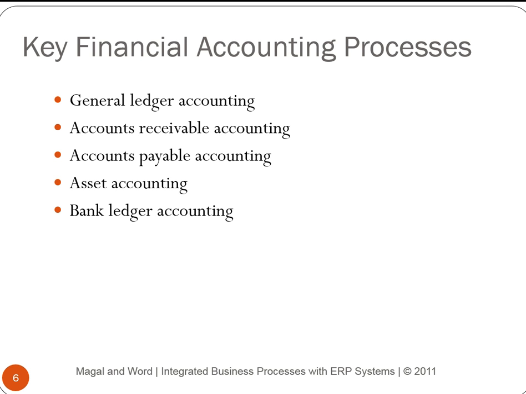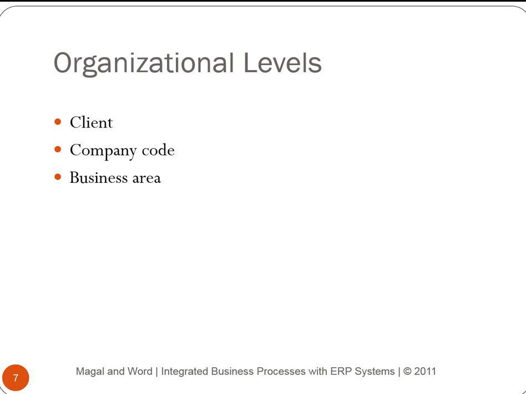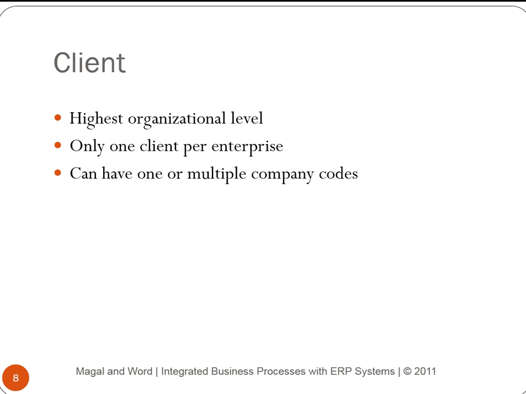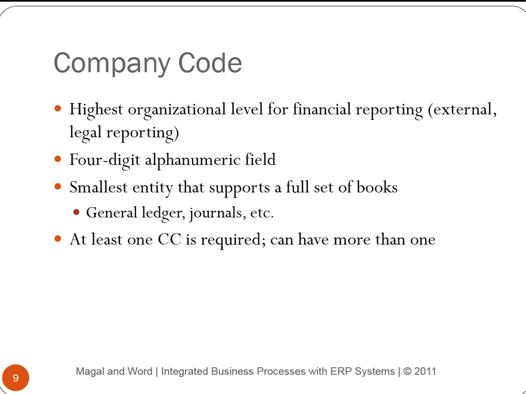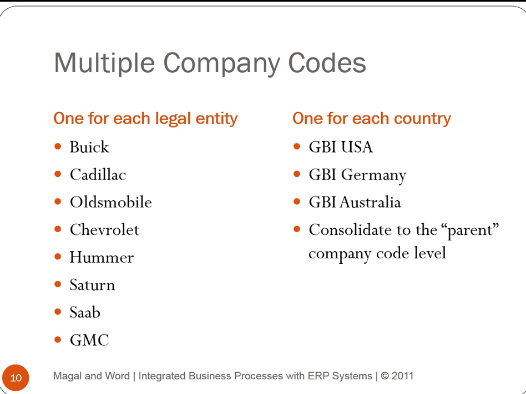The key financial accounting processes: general ledger accounting, receivable, payable, asset accounting, and bank ledger accounting. Org levels: you have the client, the company code, and the business area. So what's the highest level? It's the client. The company code is the next level. A client can have multiple company codes.